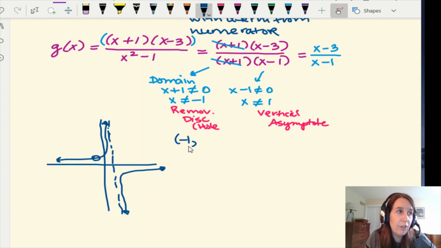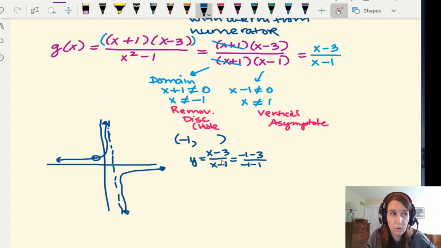And then if you're wondering, well, then what is that point? What is the y value? Then you just plug the x into the simplified version. You can't really plug it into the original or you'll get 0 over 0. But to find the y, plug it into the simplified version. So plug it into x minus 3 divided by x minus 1. So that's negative 1 minus 3 over negative 1 minus 1.